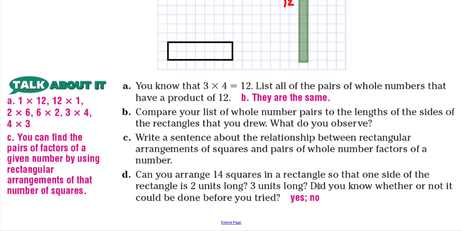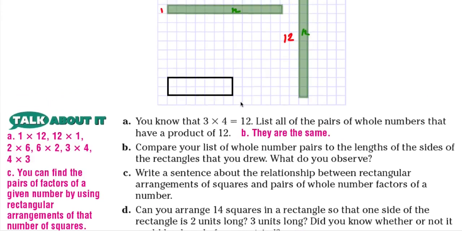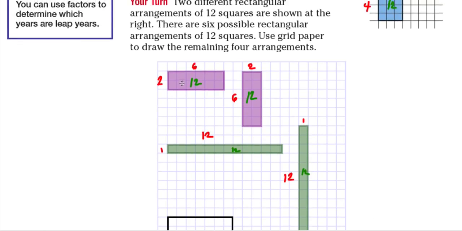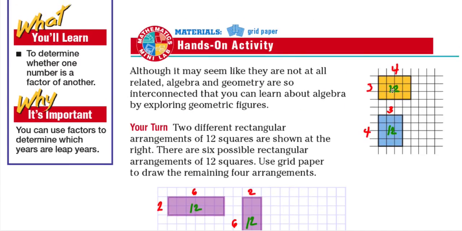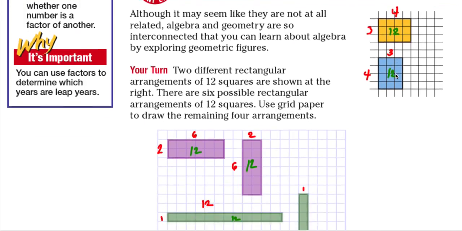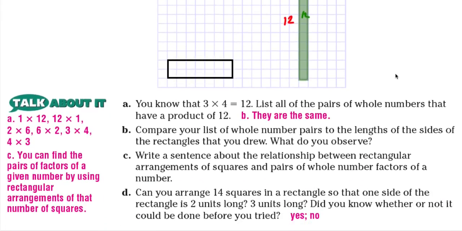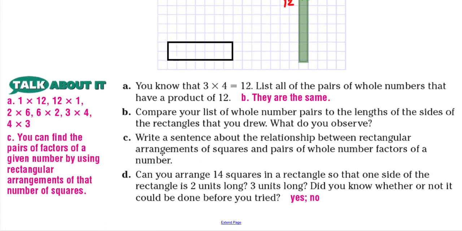Now the answer to the third question, did you know whether or not it could be done before you tried? Well, obviously you can, because if you look at this rectangle right here, you have a rectangle with 12 units. You know that you can divide 12 by 6 and get 2 without a remainder. And that goes the same for 3 and 4. You can divide 12 by 3 and get 4 as your quotient without a remainder. And that goes the same with 14 squares.